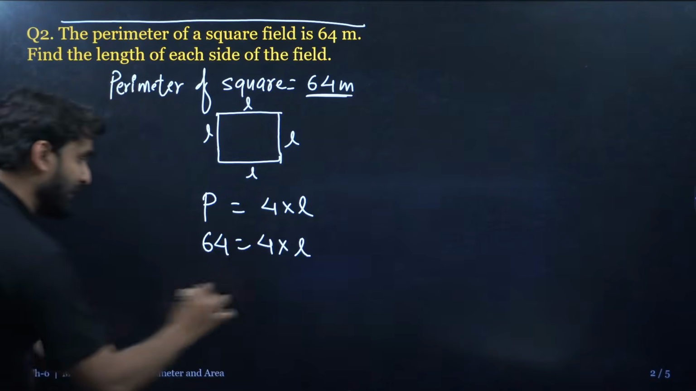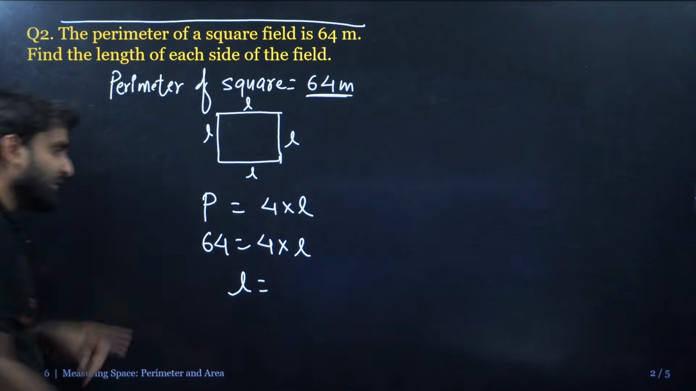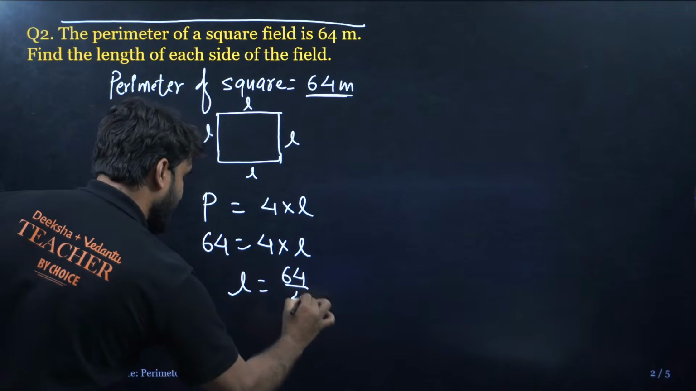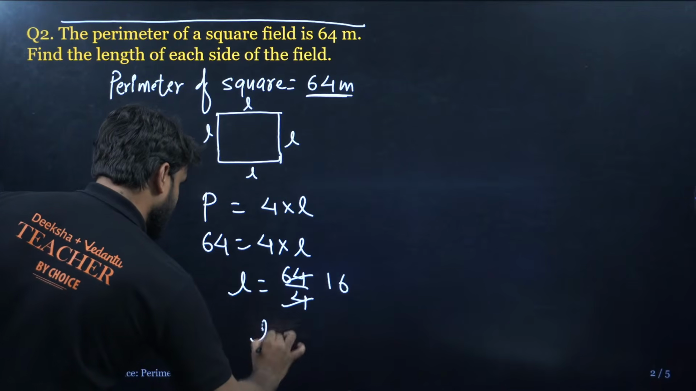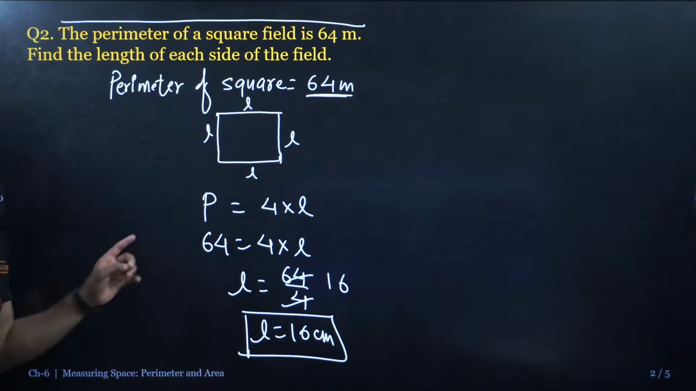So what will be L here? L will be, 4 is in multiply. When 4 will come this side, it will look like 64 divided by 4 and we have 16. So L is equal to 16 centimeter. So the side of square is equal to 16 centimeter.